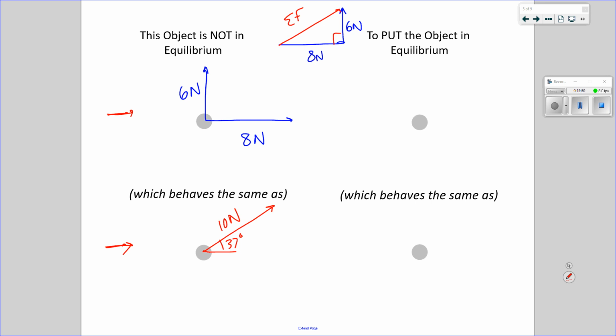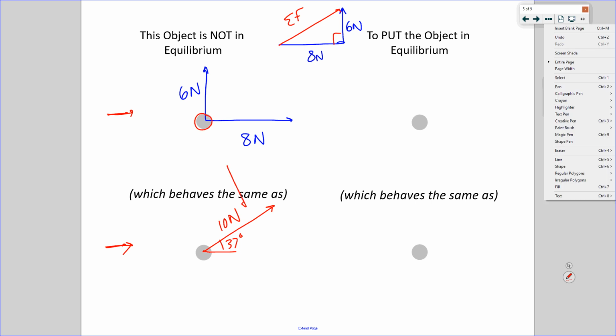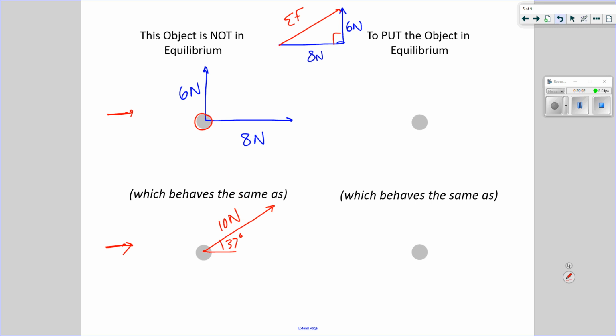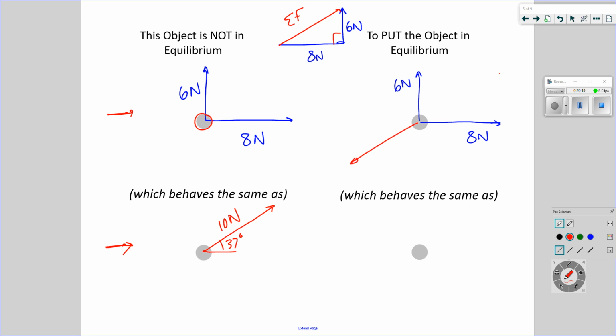All right, let's say we wanted to put this object in equilibrium. This object is not in equilibrium because, look, there's the net force acting on it. If we want to put that object in equilibrium, notice we have an 8 and a 6, the resultant of which is 10 up and to the right. Well, here's how we do it. If you want to do it with one force, we take one force that's equal and opposite to this resultant. Now this object is in equilibrium, which behaves the same as, yep, this with no forces acting on it at all.